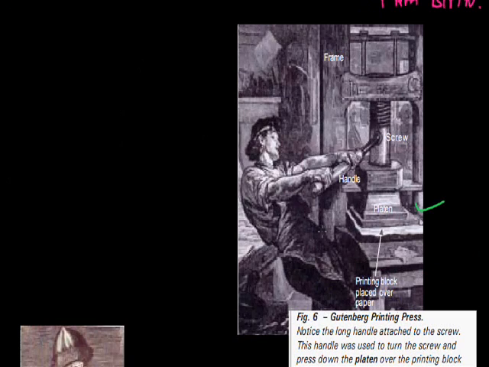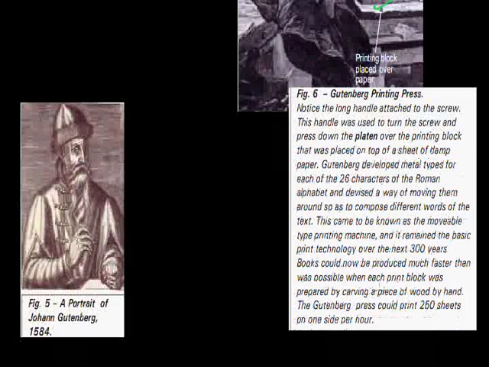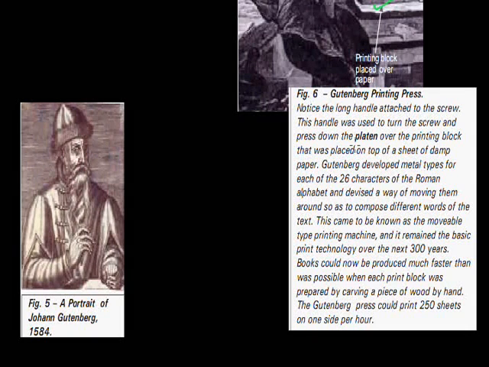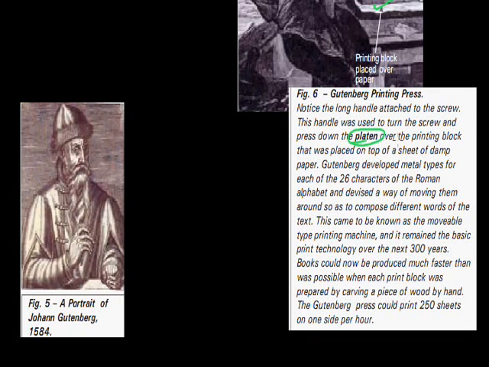Here you can see, or I'll try to explain to you, that he keeps the frame in this place. There is a screw and handle. The platen is here. This is the frame of the machine. He keeps the plate here, and the printing block is placed over the printing press. As you can see, a long handle is attached to the screw. This handle was used to turn the screw and press the platen over the printing blocks that were placed on top of the sheet of paper.